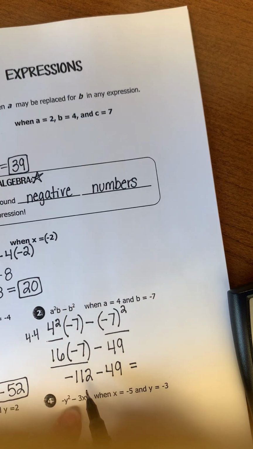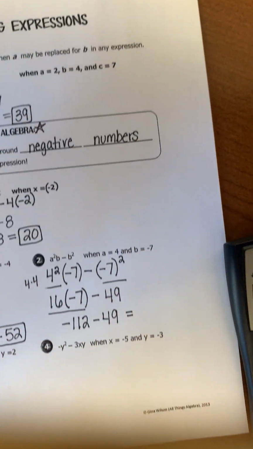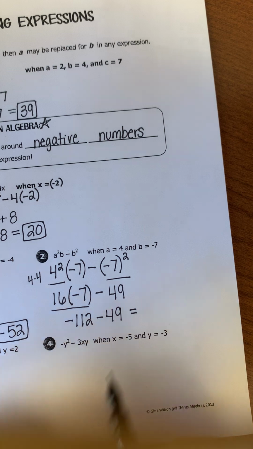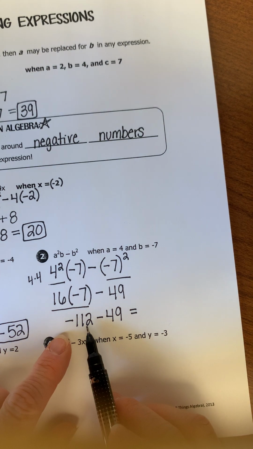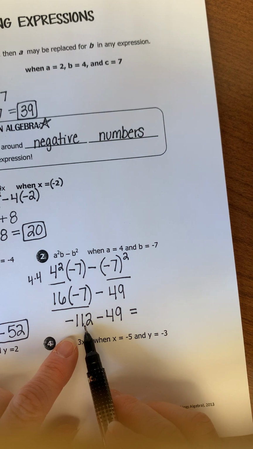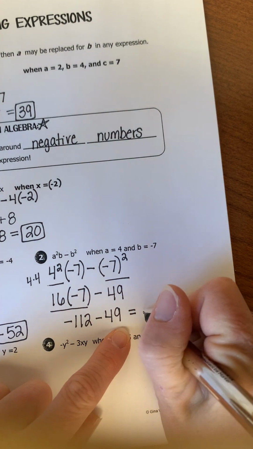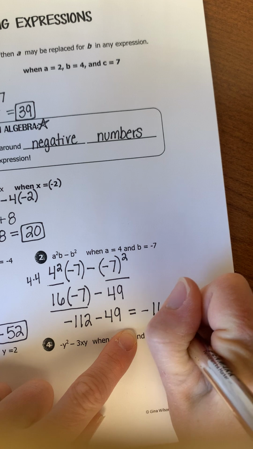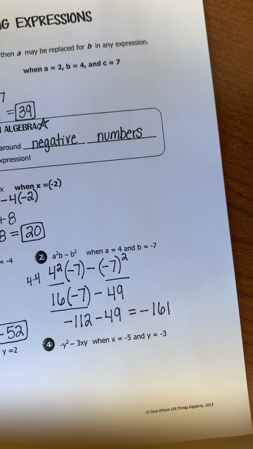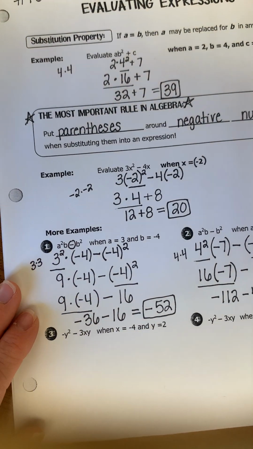You owe me, gosh, sorry, I keep moving off the paper. Move my recorder. So negative 112. If you owe me 112 and you owe me 49 more, you owe me a lot. So I will take my 161 that you owe me. Negative 161.